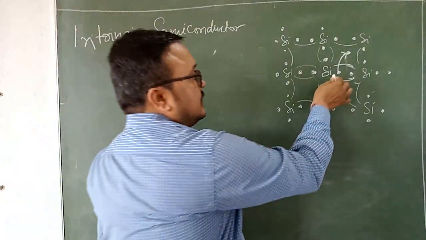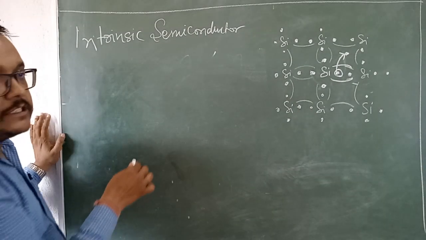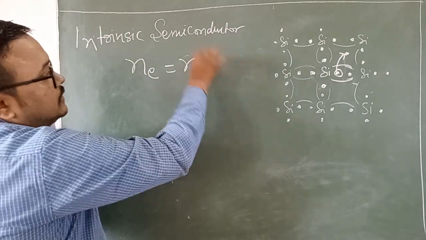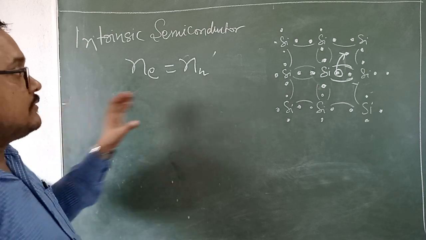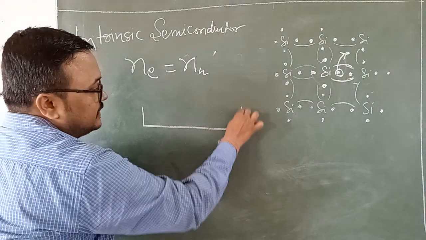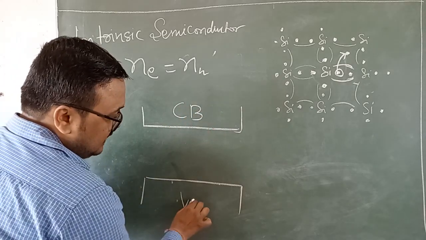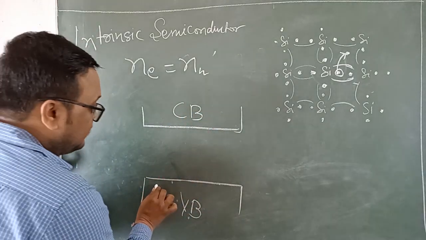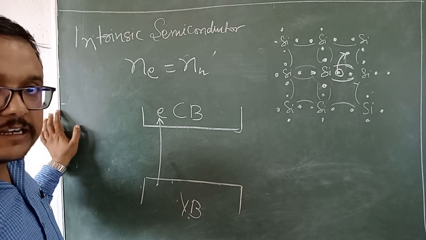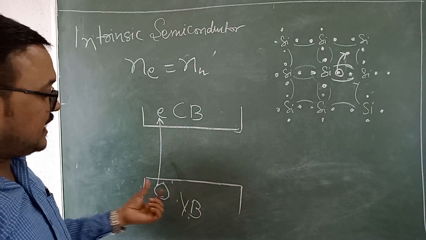At the same time, a hole is also generated. So for the intrinsic semiconductor, the number of electrons is equal to the number of holes. The number of electrons created also creates a hole behind it. According to band theory, there is a conduction band and a valence band. When the electron jumps from the valence band to the conduction band, it is a free electron which takes part in conduction, and there is also a generation of a hole in the valence band.